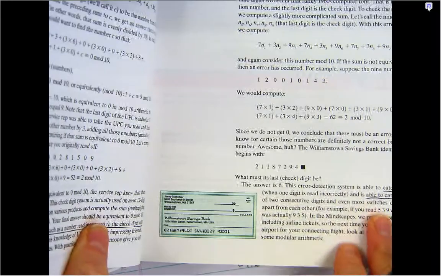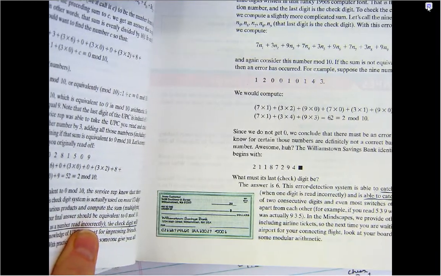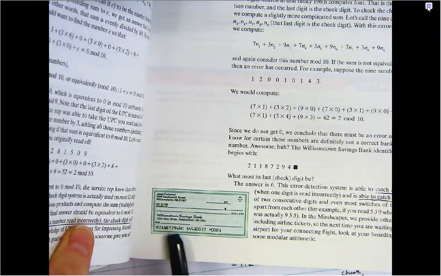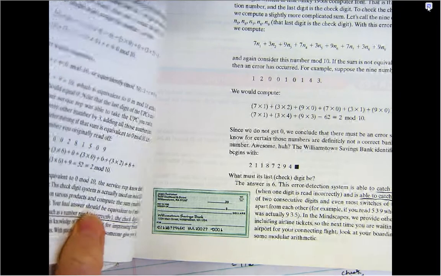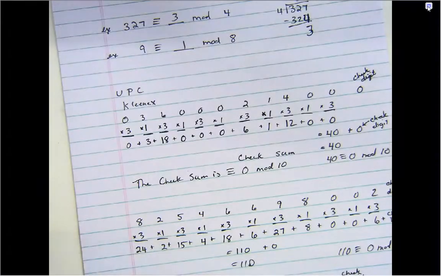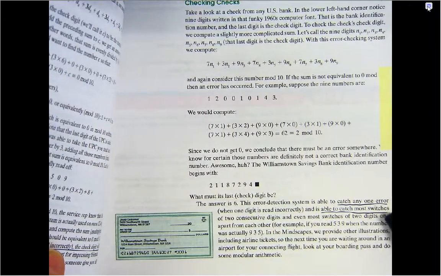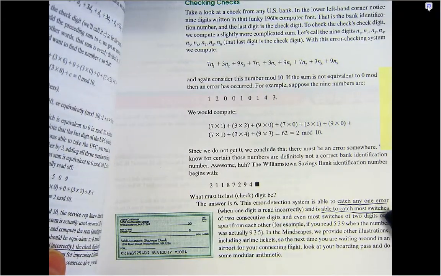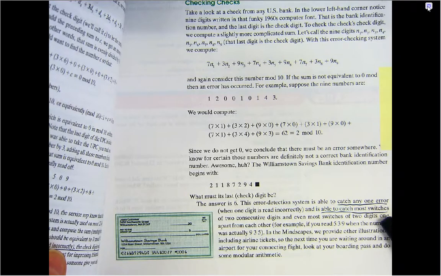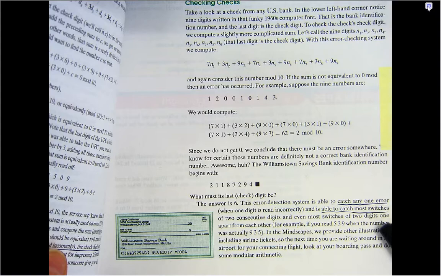We're actually checking the routing number, so we'll at least make sure the check's getting to the right bank. So the routing number is these digits over here on a check, and I brought a check along. But the method that we're going to use on a check is more robust. As I said, it will catch any one error and is able to catch most switches of 2 consecutive digits and even most switches of 2 digits one apart for another. So that's more rigorous.